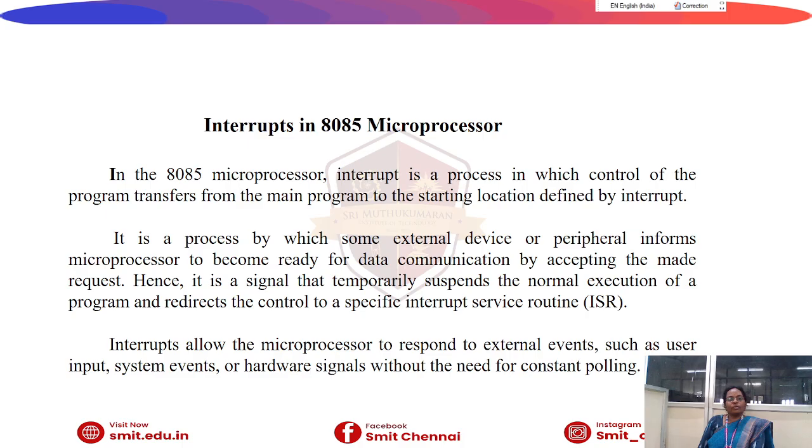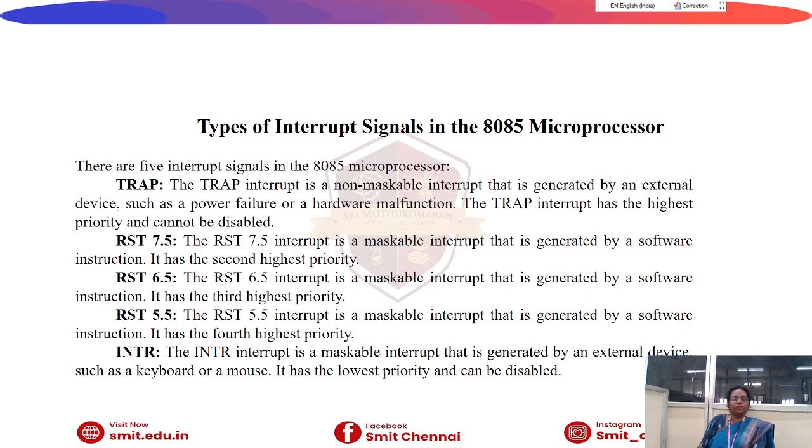Interrupts allow the microprocessor to respond to external events such as user input, system events, or hardware signals without the need for constant polling. Types of interrupt signals in the 8085 microprocessor. There are five interrupt signals in the 8085 microprocessor. They are TRAP, RST 7.5, RST 6.5, RST 5.5, and INTR.